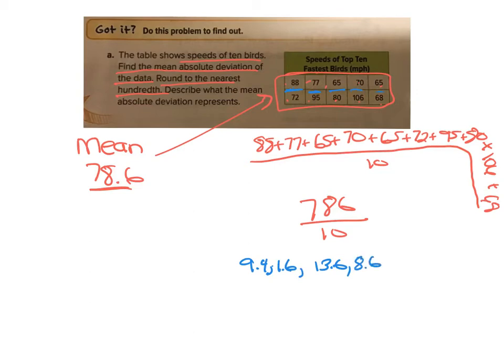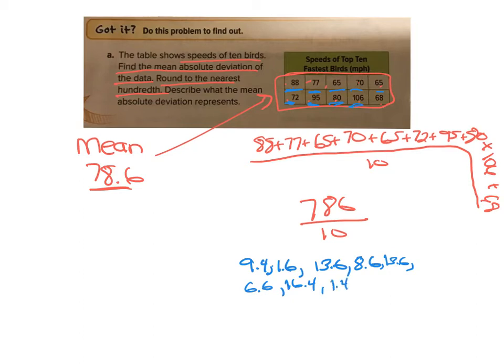Now 65 minus 78.6 equals 13.6. Okay, then 72 minus 78.6 equals 6.6. Now, let's do 95. 95 minus 78.6 equals 16.4. Now 80 minus 78.6 equals 1.4.